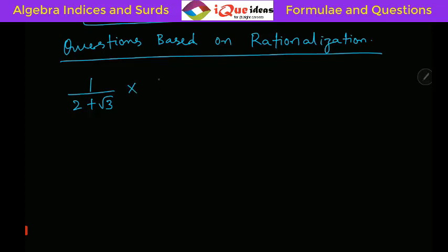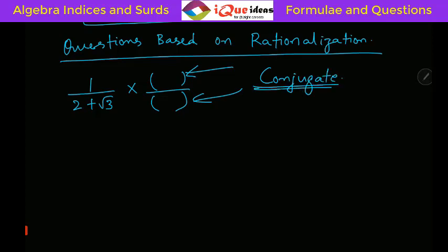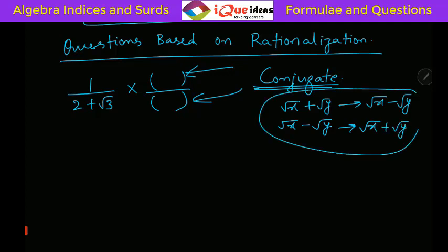We multiply by something in the numerator as well as in the denominator. Now whatever we multiply by is called the conjugate, right? Now what is the meaning of conjugate? Let's see. If there is a number of the form root x plus root y, its conjugate will be root x minus root y. Similarly, if there is a number of the form root x minus root y, its conjugate will be root x plus root y. Just understand that you have to change the sign of just one of them, right? So if it is root x plus root y, its conjugate will be root x minus root y, or it may be root y minus root x also, depending upon the situation we'll take.